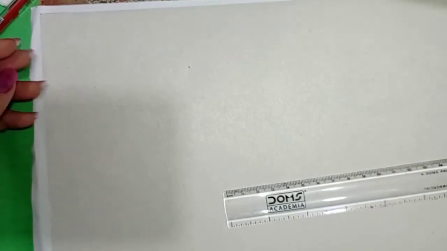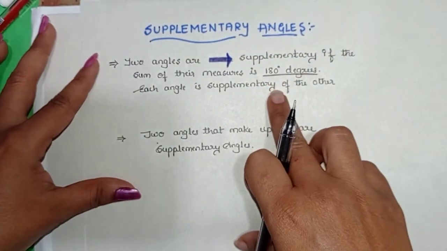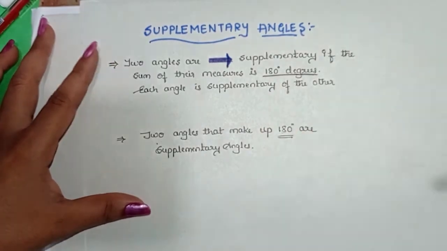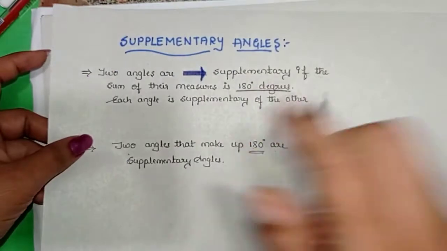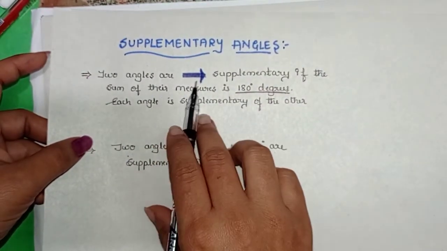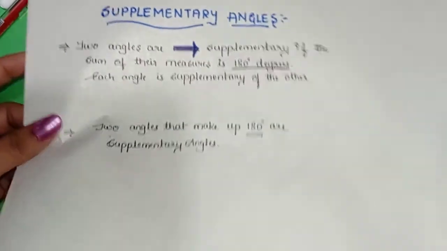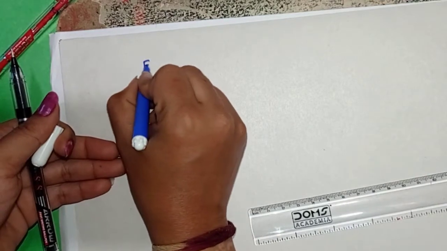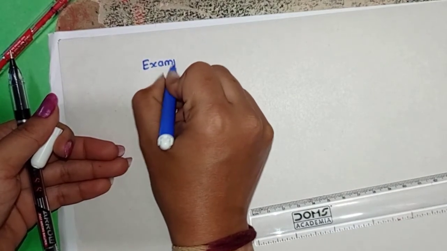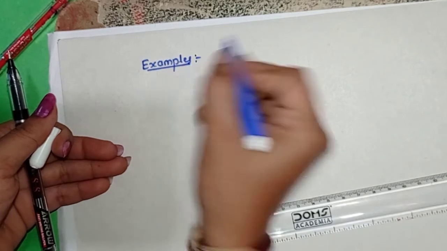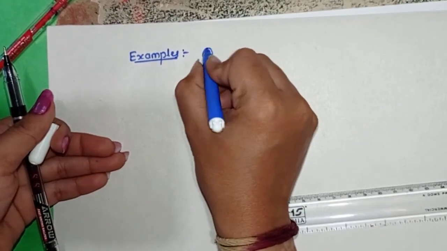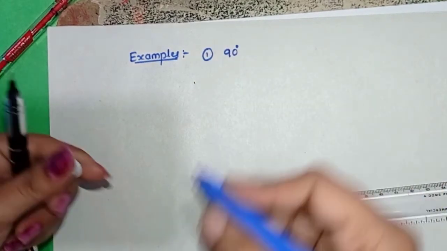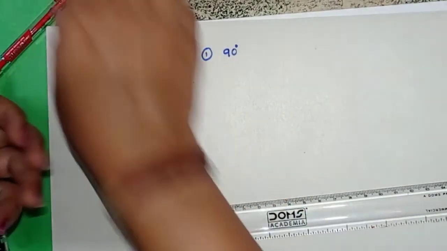Now, if you don't understand the definition, I will give you some examples to help you understand it. As we know, there must be two angles which when added must equal 180 degrees. Let's take one example. If I take 90 degrees, what will be the supplementary angle for this 90 degrees?